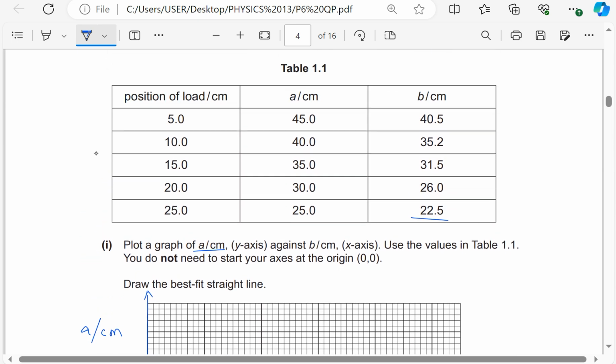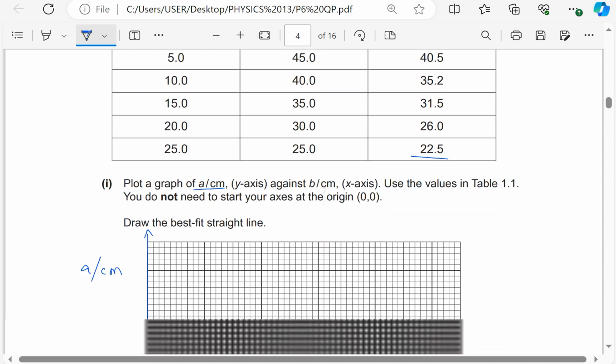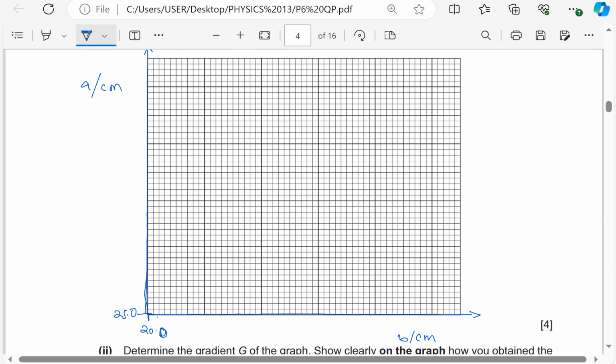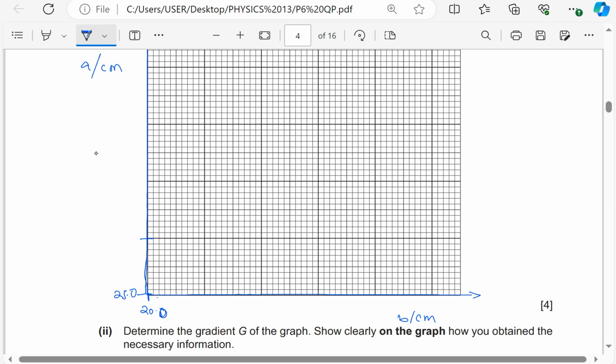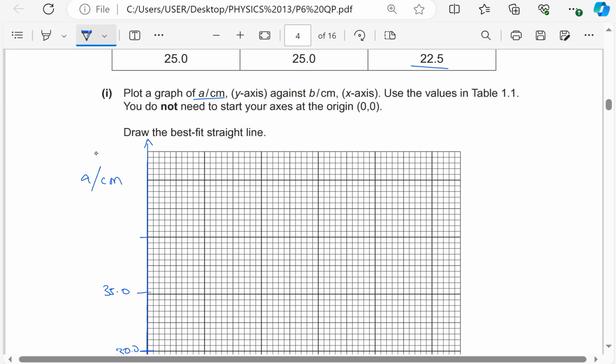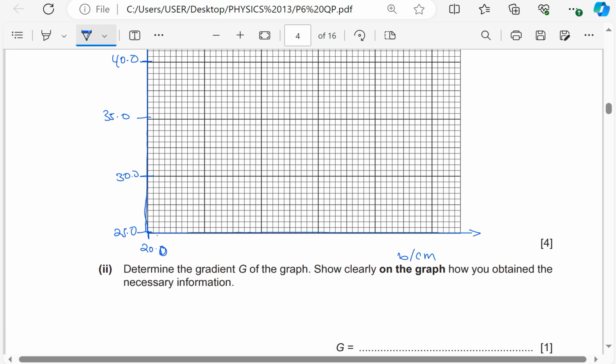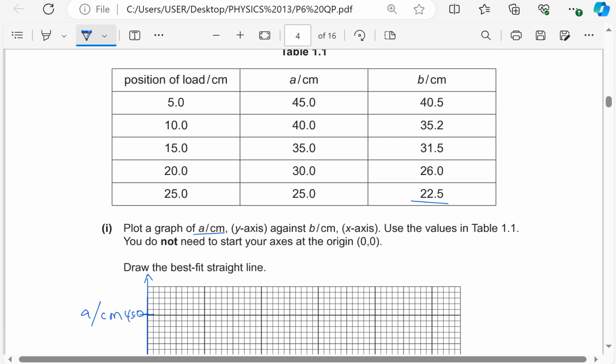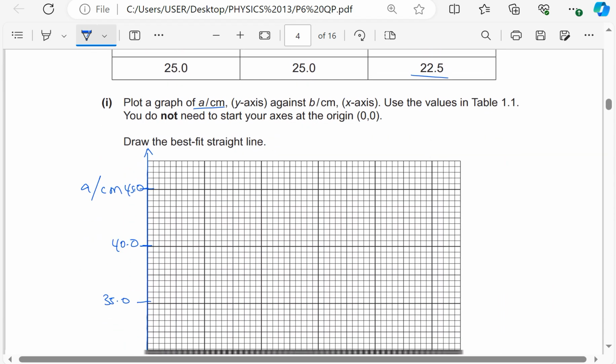Then choosing the scale on the vertical, it is easy to choose. You have 25, 30, 35, 40, 45. The scale on the vertical can just be 5. So I can say after every 5, 10 small squares. So this would be 30.0. Then this will be 35.0. Then next would be 40.0. And then 45.0.